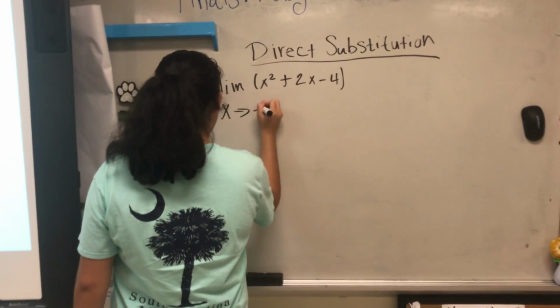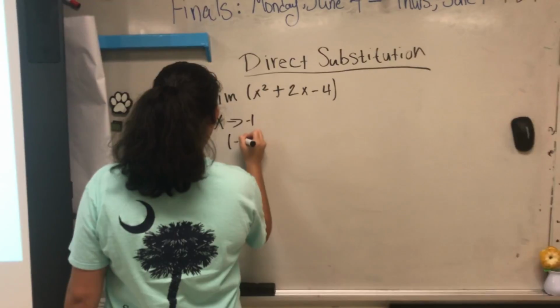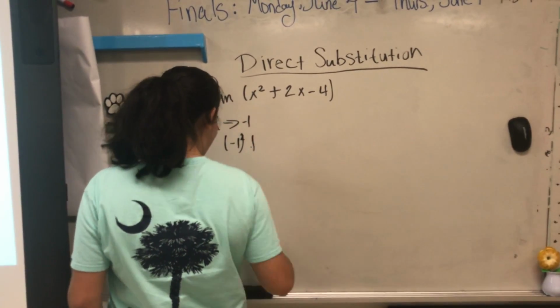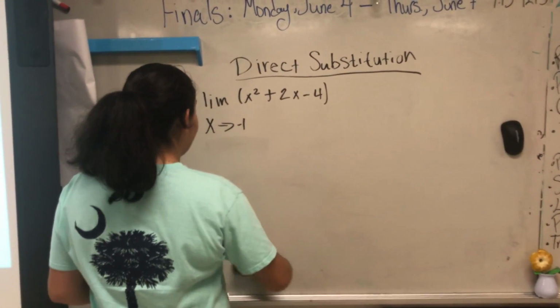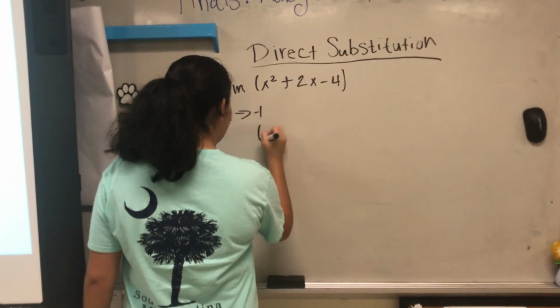The limit of x squared plus 2x minus 4 as x approaches the value of -1. So what you're going to do with direct substitution is you're going to plug in -1 wherever you see x.